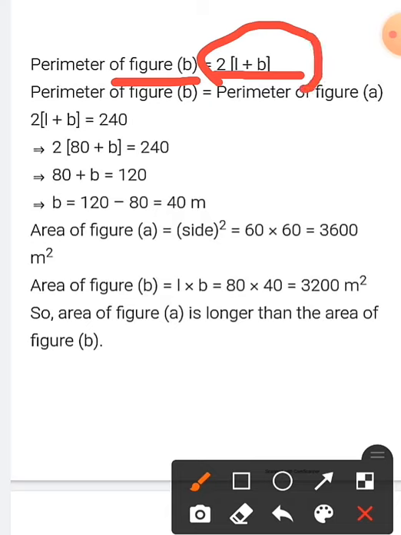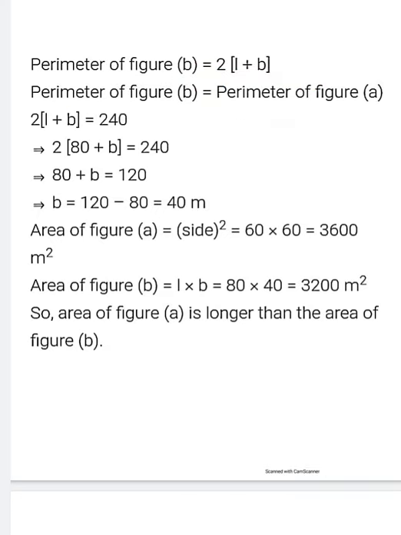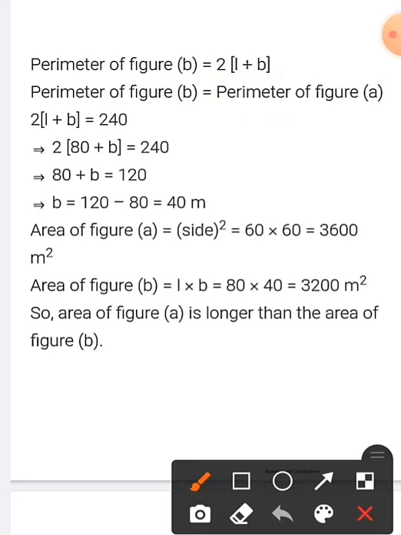Now we have to apply the condition which is given in the question. Perimeter of figure B is equal to perimeter of figure A. In the question it is already given that the perimeter of both is the same. So we have to write perimeter of figure A equal to perimeter of figure B. So perimeter of rectangle is equal to perimeter of square. Now with the help of this we will get one equation.